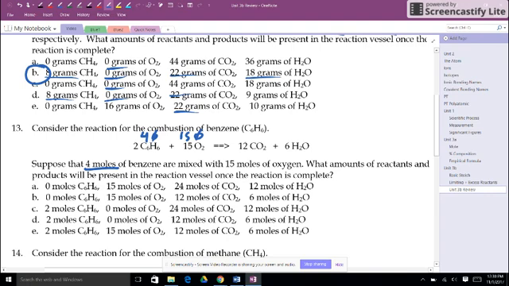Now again, conceptually, I'm looking at these ratios and saying this reaction requires a 2 to 15 ratio, but I have a 4 to 15 ratio. That means I have a little bit more of this benzene than I needed. So my oxygen is going to be all used up. Now I'm using this 15 moles, exactly what's in there, so that means I'm going to make 12 moles of CO2 and 6 moles of water.